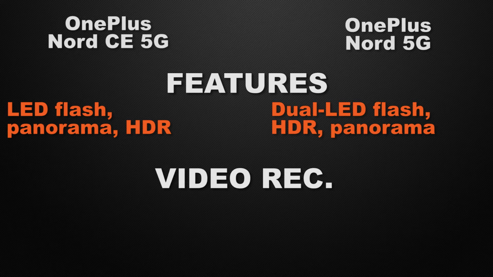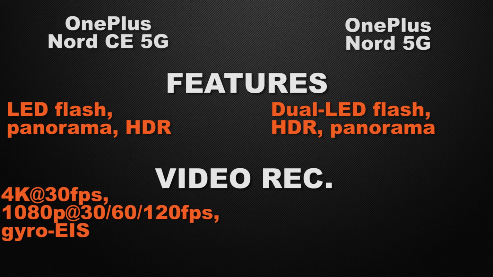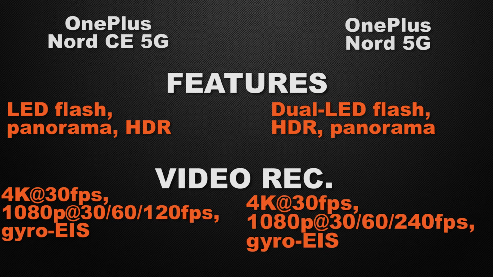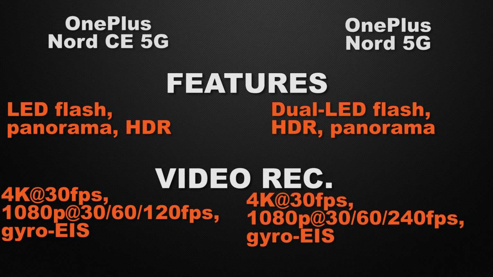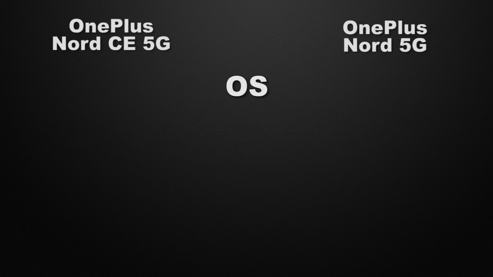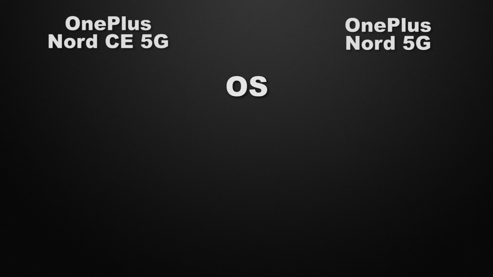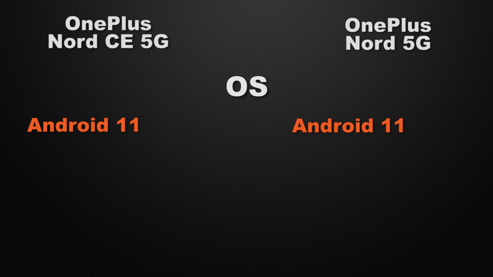And about the video recording options in their devices, Nord CE can shoot 4K video max at 30 fps, Full HD video max at 120 fps with gyro electronic image stabilization, whereas Nord can shoot 4K video max at 30 fps and Full HD video max at 240 fps with gyro electronic image stabilization. So clearly the winner here is Nord because it can record video in high fps. Moving to the performance of the devices, let's start with the operating system of the devices. Nord CE have Android 11 support. On the other side, Nord have Android 11 support too.